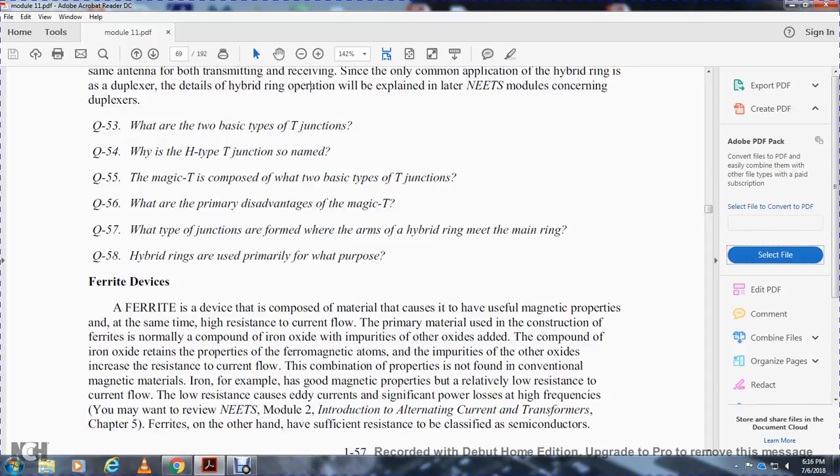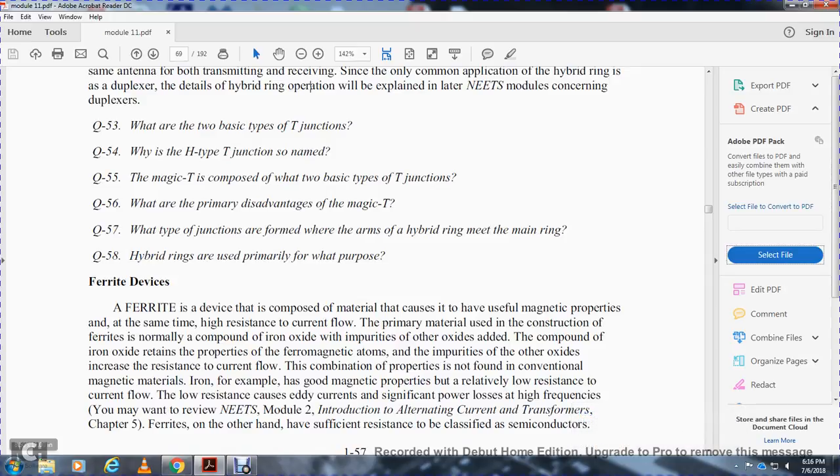Now for ferrite devices. Ferrites are materials that combine useful magnetic properties with high resistance to current flow. The primary material from which ferrite is constructed is normally common iron oxide, with impurities of other oxides added. The compound of the iron oxide retains the properties of the magnetic atoms.